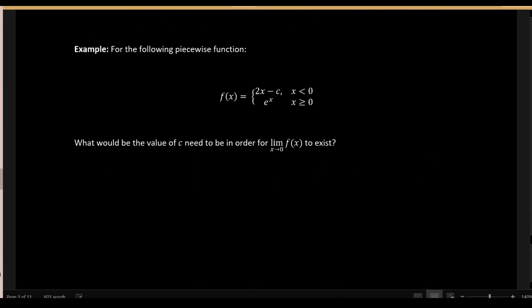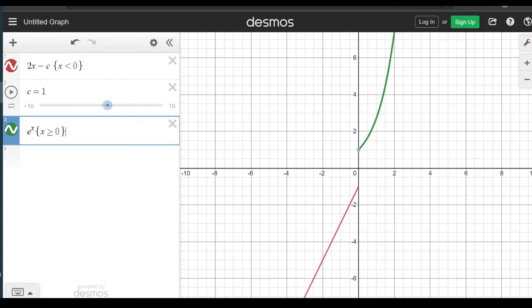One of the situations where having both techniques at hand is really useful is when our function on the left-hand side has an unknown in there. In this case, our goal is to make the function have a two-sided limit as x approaches 0. So the question is, what value might c need to be in order to achieve this? The first option is again to take a graphical approach. So I've entered in the formula 2x minus c for x less than 0, and e to the x for x greater than or equal to 0.